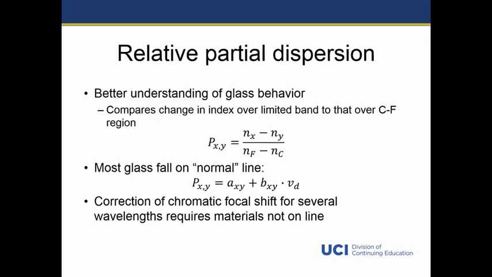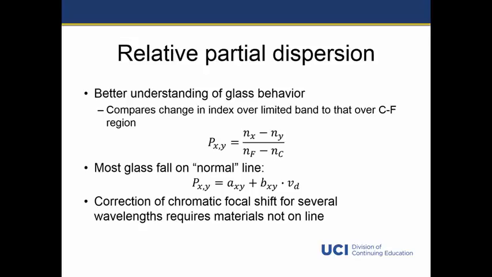Another important parameter that is directly related to the Abbe number and the dispersion is what's referred to as the relative partial dispersion. And the relative partial dispersion is very, very useful in helping us understand how a particular optical material or set of optical materials will behave in an optical design. And what this does is it compares the change in index over some limited wavelength region to that over the full visible F to C wavelength region.